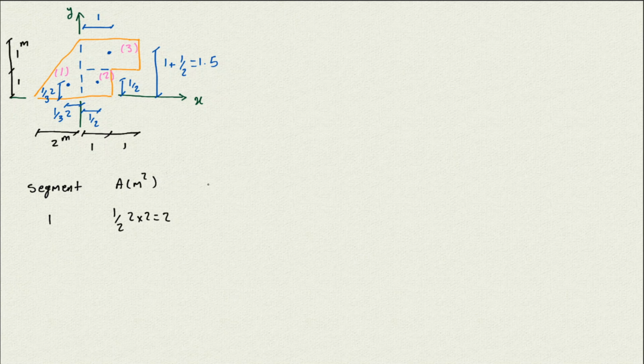And then we will have the centroid for that triangle. In the x direction, it's going to be 2/3. But if you look at that, it's negative because it's on the left side of the origin, so it's going to be negative 2/3. And in the y direction, it's going to be positive 2/3.